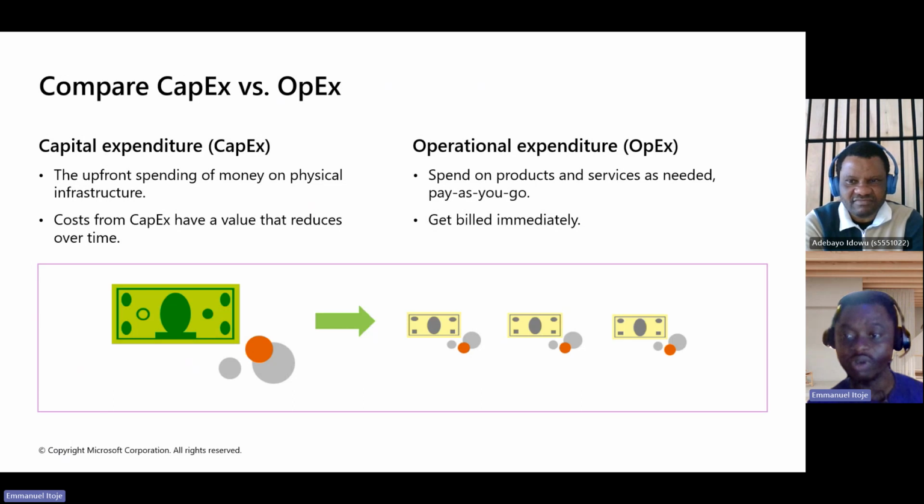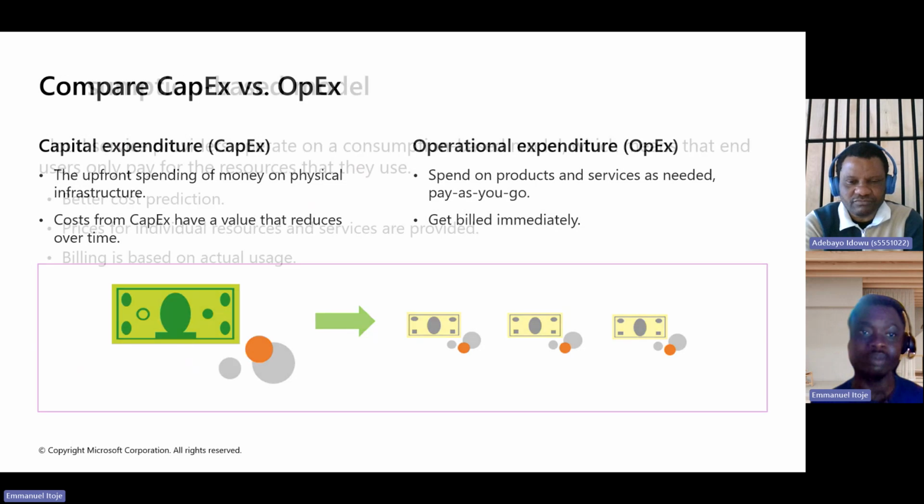So for CapEx again, you spend on physical infrastructure upfront. Then you actually deduct the expenses from your tax bill, and there's a high upfront cost, but the value of your investment will reduce over time. For operational expenditure, you spend on services or products as needed, you get billed immediately, then they deduct the expense from your tax bill the same year. So there's no upfront cost, it's actually a pay-as-you-use model.